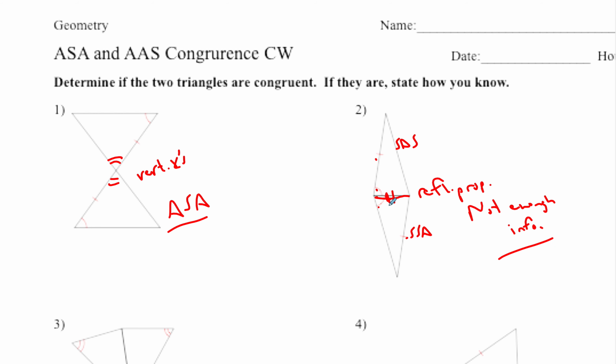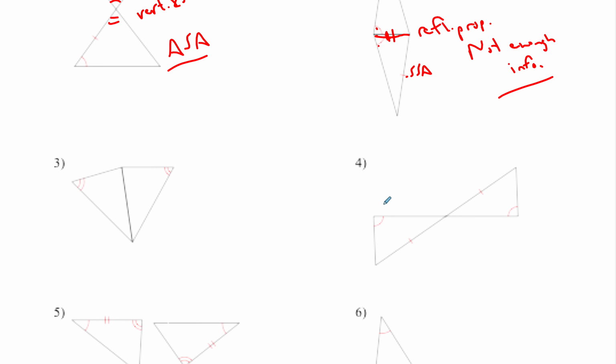Okay, no configuration known. What do we got here? Well, we have a shared side, so reflexive property. And remember, looks can be deceiving. Nothing else except the shared side can be safely said to be congruent. So I have an angle and I have a side, I have an angle and a side, not enough info, and done.